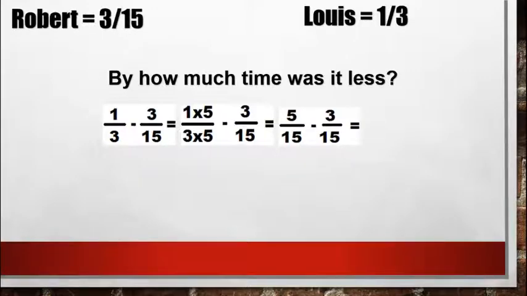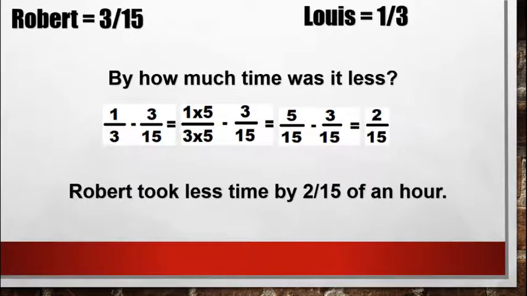So now that we come up with a like fraction, we can now subtract directly. 5 minus 3, that is 2, and copy your denominator 15. So the answer would be 2 over 15. So we can see that Robert took less time by 2 over 15 of an hour.